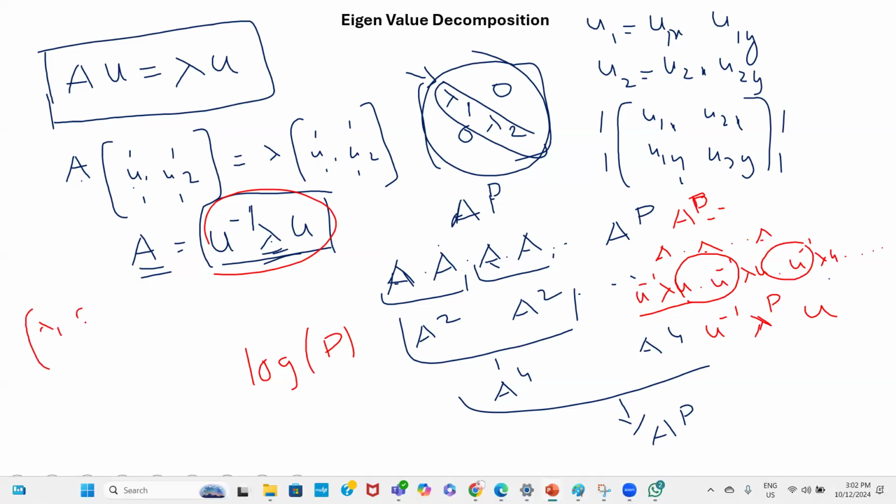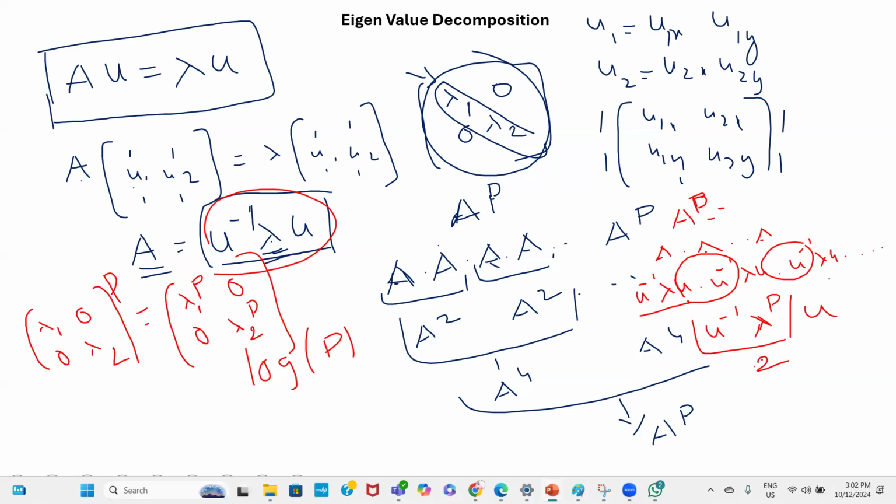Lambda is a diagonal matrix, so this is lambda 1, 0, 0, lambda 2. So lambda to the power of p is nothing but lambda 1 to the power of p, 0, 0, lambda 2 to the power of p, as this is a diagonal matrix. So now the number of calculations that we need is just two calculations here. So a to the power of p, when you use eigenvalue decomposition, is getting completed in two calculations, whereas it takes log of p calculations otherwise.